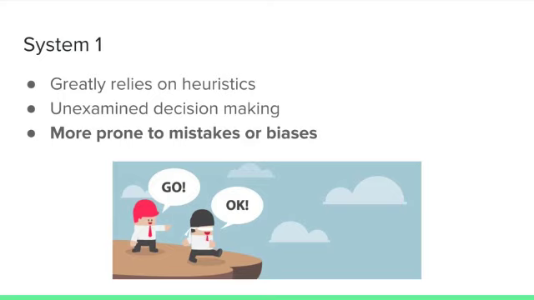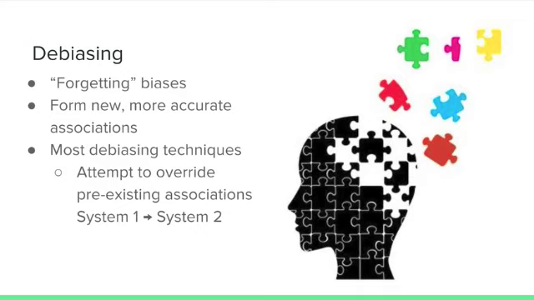System 1 relies on using heuristics and less effortful decision-making. As a result, this kind of processing is more prone to error or bias. Many implicit stereotypes, for example, rely on System 1 mechanisms to make quick assessments of people we are seeing for the first time. Debiasing is an attempt to forget implicit biases and form accurate associations for a given stimulus.